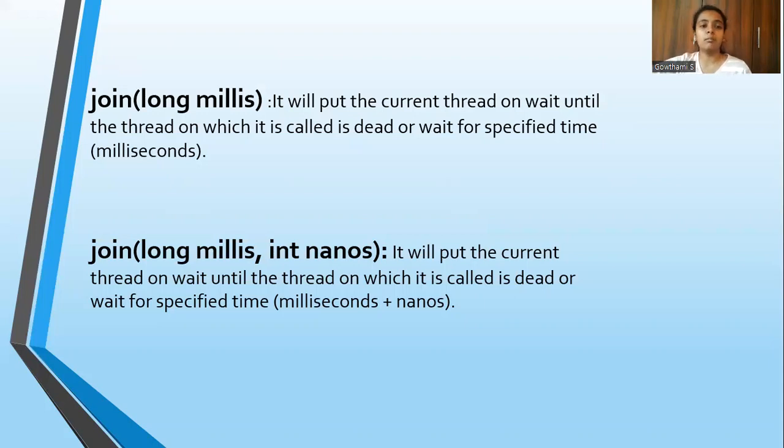We can see there are two types, by passing an argument to this. The first one is by passing a long millis. It will put the current thread in a waiting state until the thread on which it is called is dead, or wait for a specific time. The second one has two arguments passed: long millis and int nanos. It will put the current thread on a wait until the thread on which it is called is dead, or wait for a specific time.